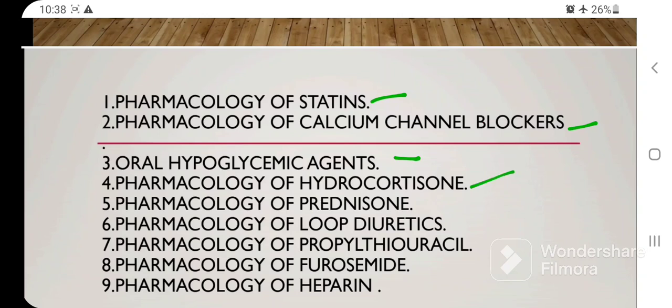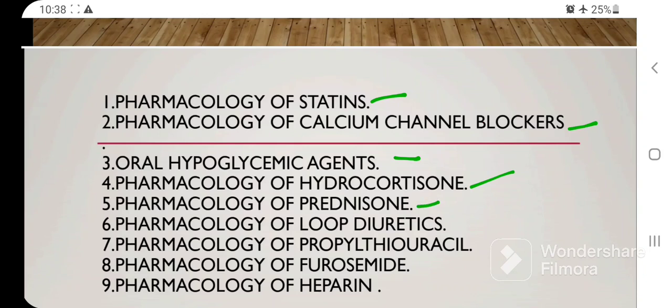hydrocortisone. See here, there is also a synonym, meaning a word which is preferred with another name. If they ask glucocorticoids, you know that glucocorticoid is a natural steroid which is released from the human body. If they ask glucocorticoid, you write the same pharmacology of hydrocortisone. See, some tricks like this you will get in this video.